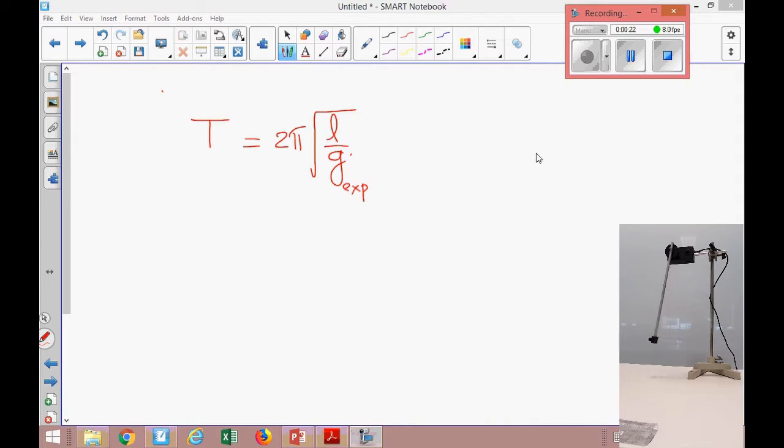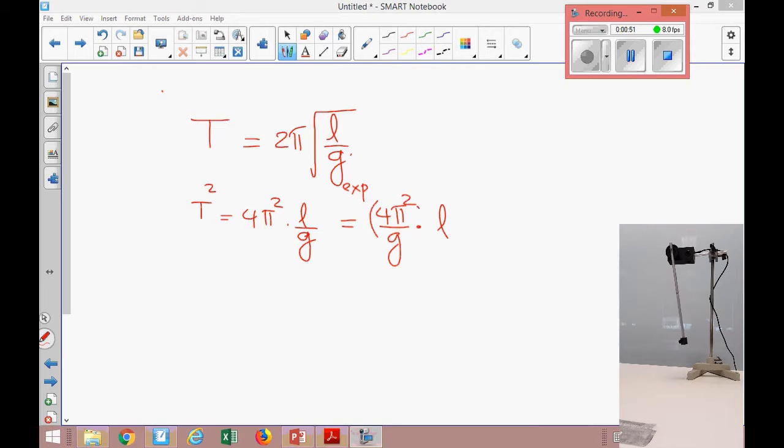Now, if you go further with this equation and square it, what will happen? T squared equals 4 pi squared L divided by g. If you look at this equation, T squared is 4 pi squared divided by g, times L. If I write it this way, we can see that 4 is a constant, pi is a constant, g is a constant, so I can simply write T squared is proportional to L.